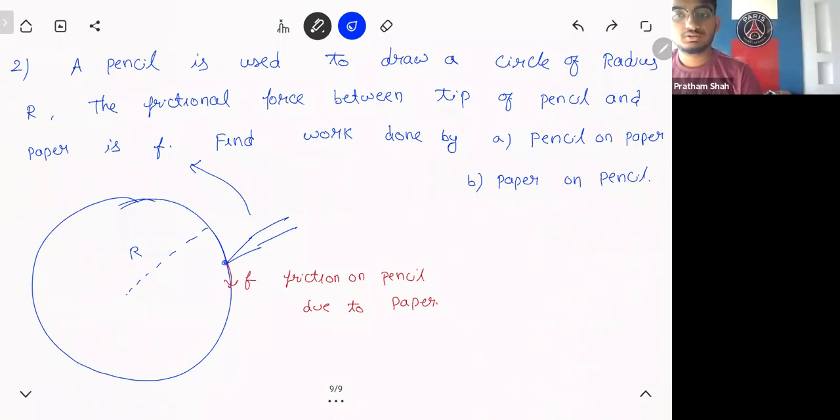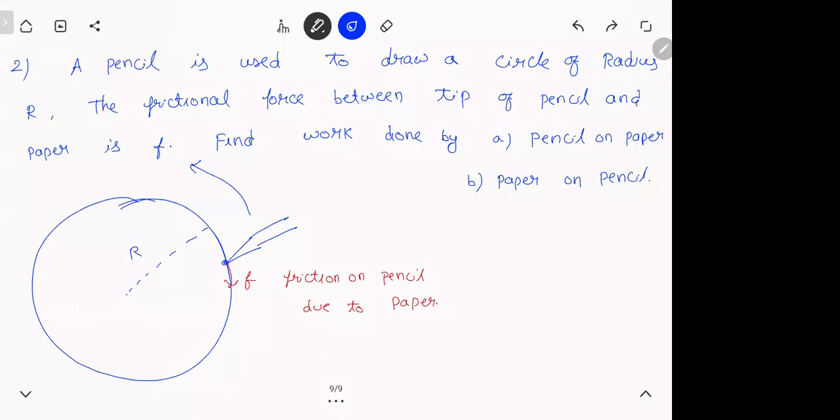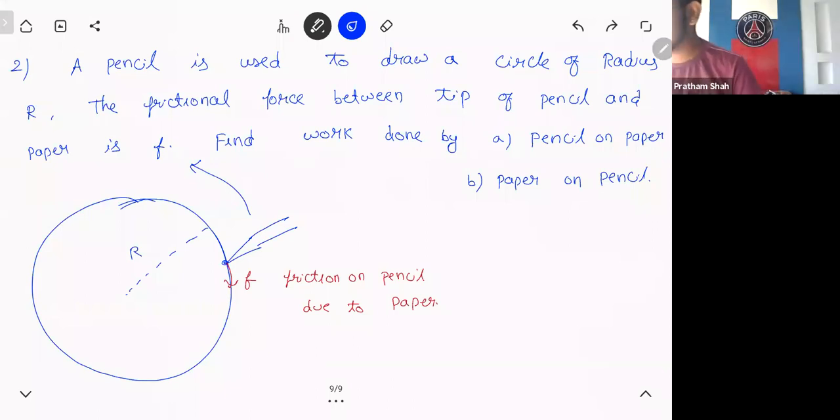Sir, the work done by pencil on paper means that the pencil is bringing some changes in the paper, right? Is it? No. So can you show the previous page?